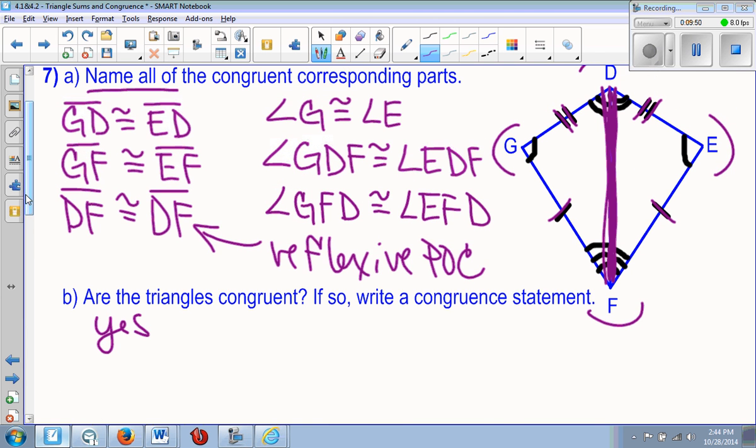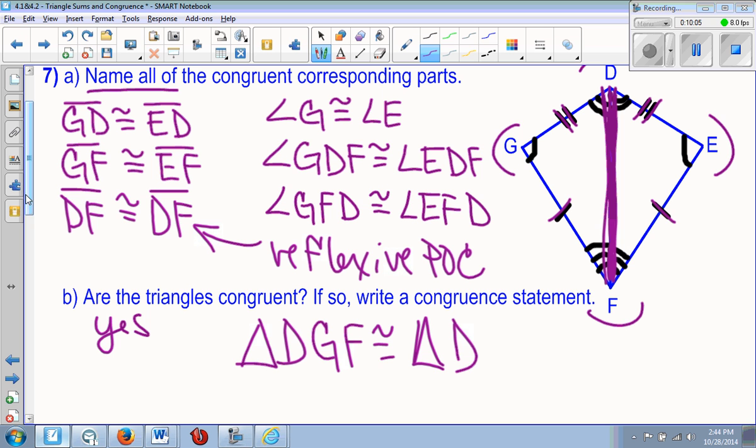So what we have to do is match up the letters in the triangle on the left side. So if I named it something like DGF, the triangle on the right side would have to match. Angle D matches with itself, angle E matches with G, and angle F matches with itself. So that would be the congruent statement.